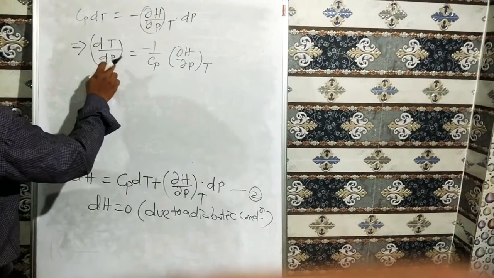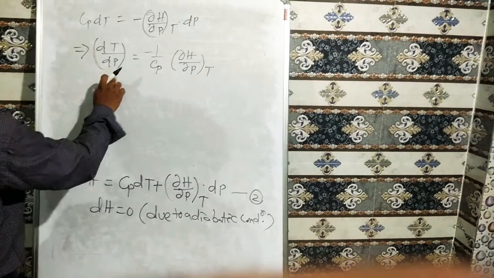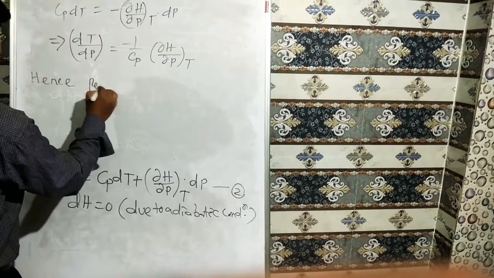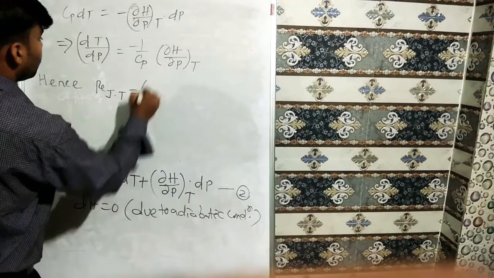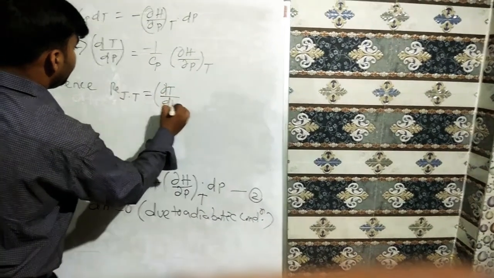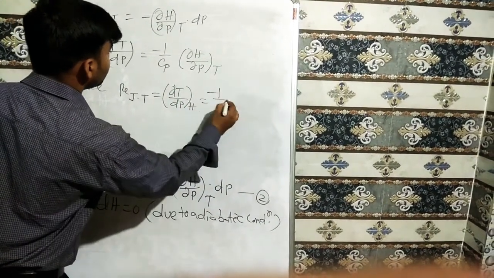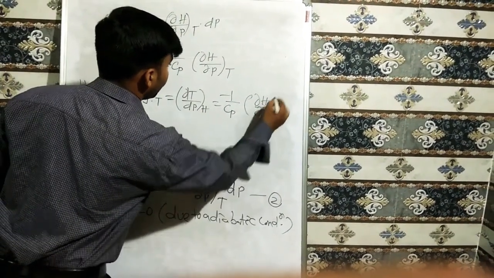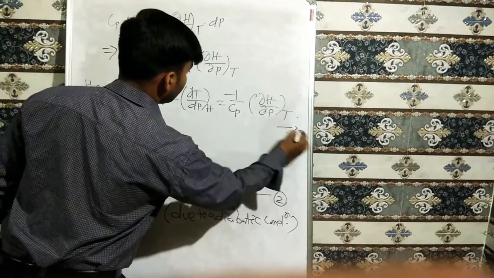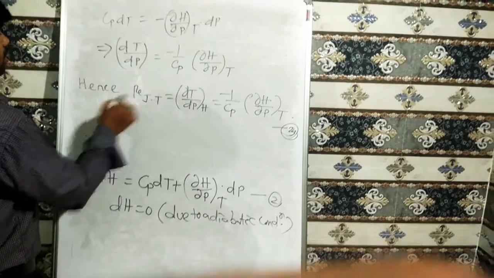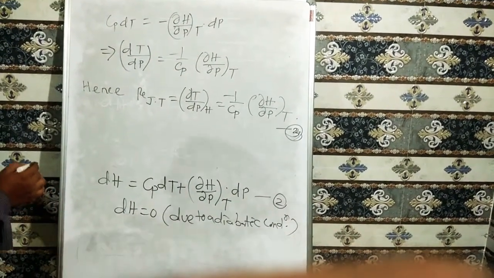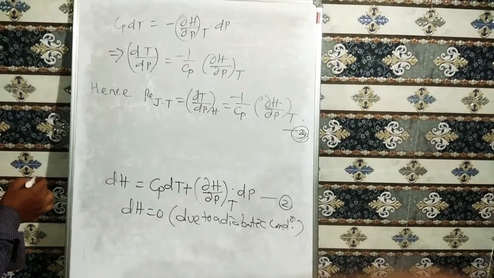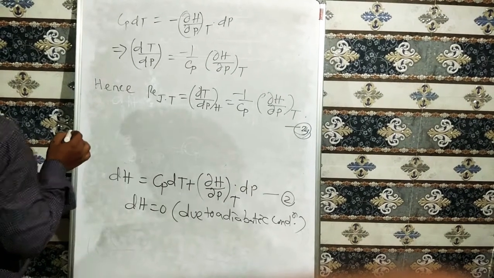We know this value is the Joule-Thomson coefficient, so we can write: hence the Joule-Thomson coefficient, that is mu JT, is equal to del T by del P at constant enthalpy, which is nothing but equal to minus 1 by Cp into del H by del P at constant T. Okay, this is equation 3. So the Joule-Thomson coefficient value, mu JT, is equal to del T by del P at constant H, which is nothing but equal to minus 1 by Cp whole into del H by del P at constant T.